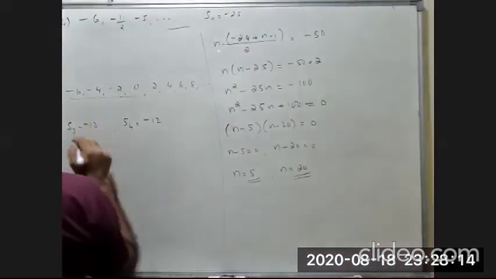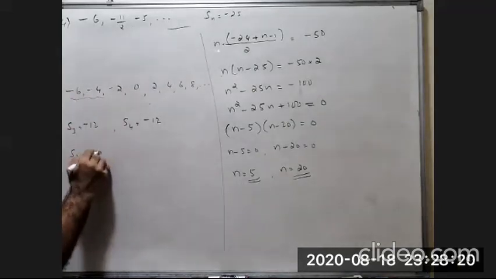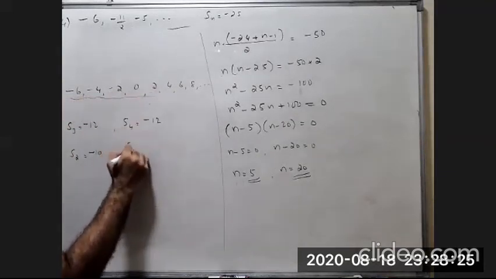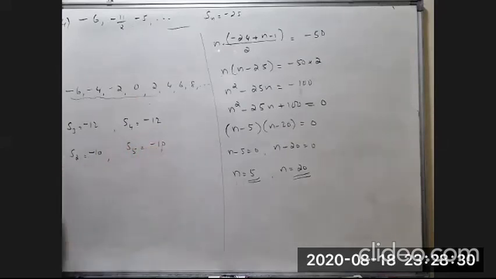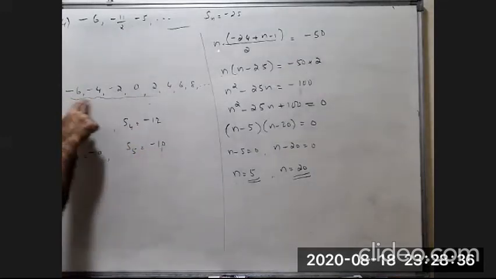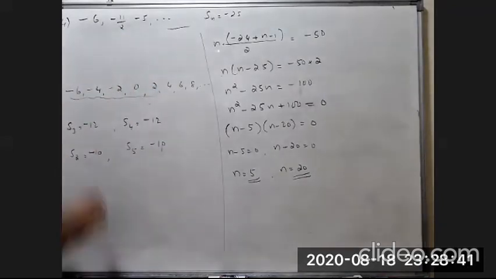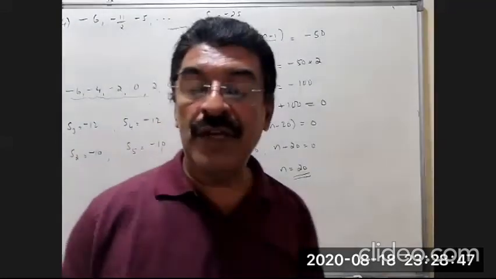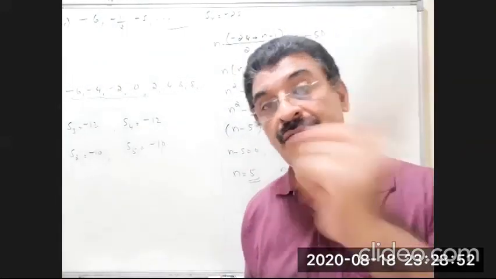Similarly, what is the sum of two terms? It is minus 10. What is the sum of 5 terms? That's also minus 10, because minus 2, 0, 2 cancels. That means if you have negatives and positives, a few negative and positive numbers cancel. So two different numbers of terms can give the same sum.